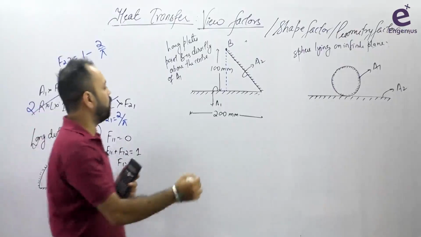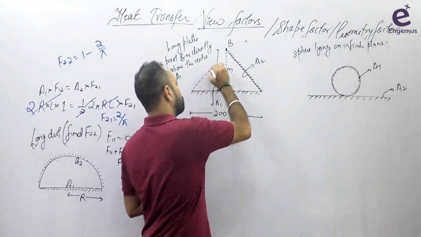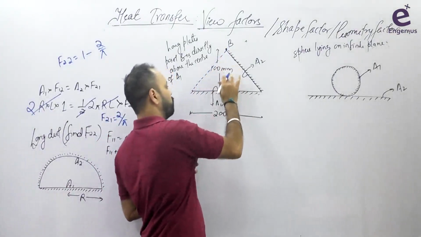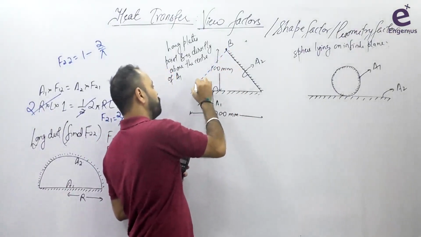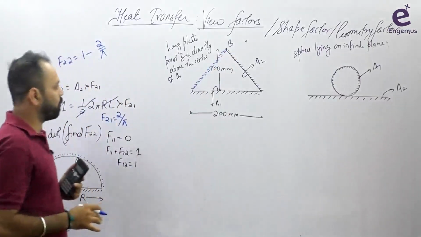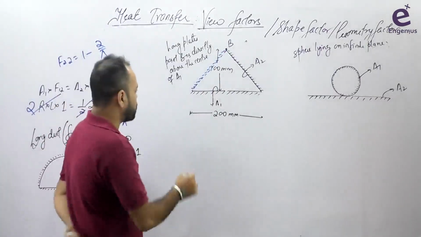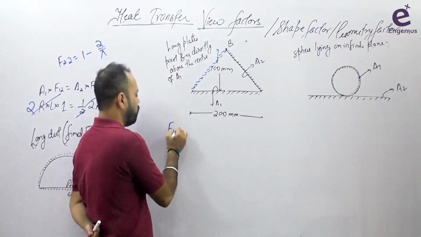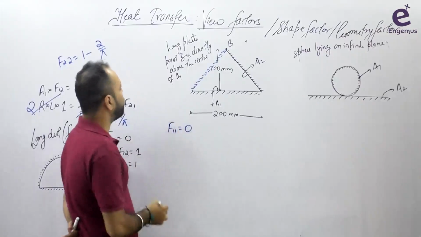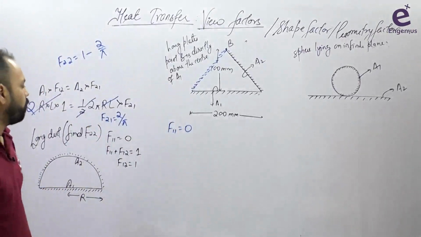Means if I make an imaginary surface like this, let us remove this line to avoid any confusion. I'm just considering a third surface here. This third surface is not present in reality, but for solving the problem, I'm considering a third surface, right? So what we can say, just by basic inspection, I can say that F11 is equal to 0. What do we have to find here? Everything, all the view factors we have to find. Okay. F11 is equal to 0, and these are long plates.